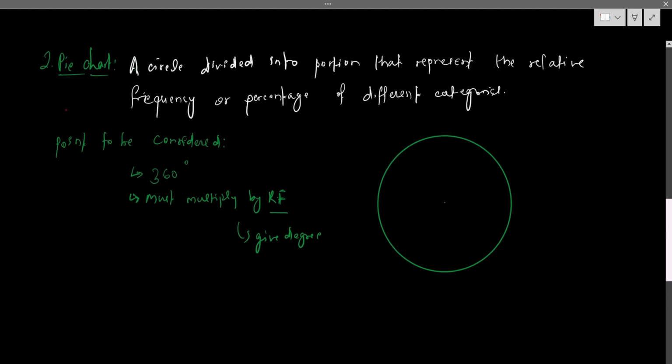Now the second one is the pie chart. What is a pie chart? It is a circular figure that is divided into various portions that represent the relative frequency or the percentage of the different categories. Before drawing the pie chart, we have to consider some points. As this is a circle, it must be 360 degrees, as you can see in the figure. Draw the circle, then find the relative frequency, and if you multiply this relative frequency with 360 degrees, it gives the degree contribution of the certain category, like in the example below.